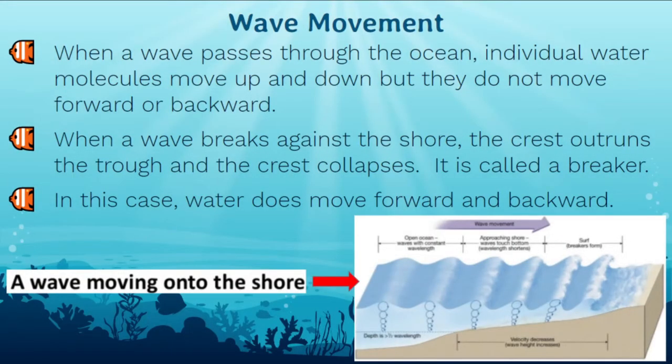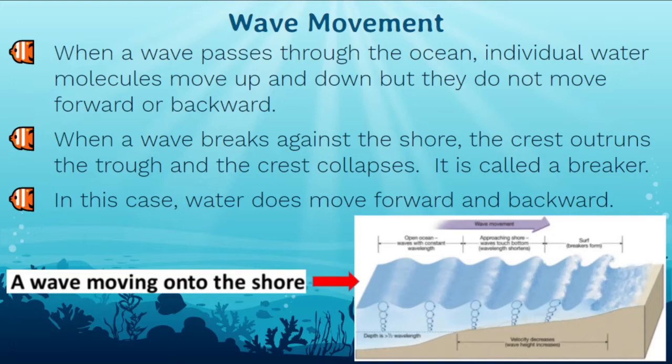Wave movement. So this can sometimes be difficult to understand. When a wave passes through the ocean, water molecules are just moving up and down. And we see the water molecules in the picture that I put here, again, showing just this up and down movement for waves.